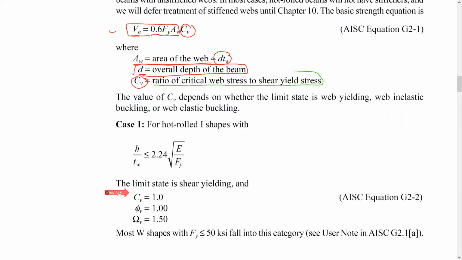So the value of C sub V is equal to 1, phi is equal to 1, and the safety factor in case of the ASD method is equal to 1.5. You're going to use these values and plug them in here, and after that you can find the strength or design strength based on the LRFD method or the ASD method. Most of the W shapes, when the yield stress is less than or equal to 50 ksi, fall into this category. This will be the most used case in this class.